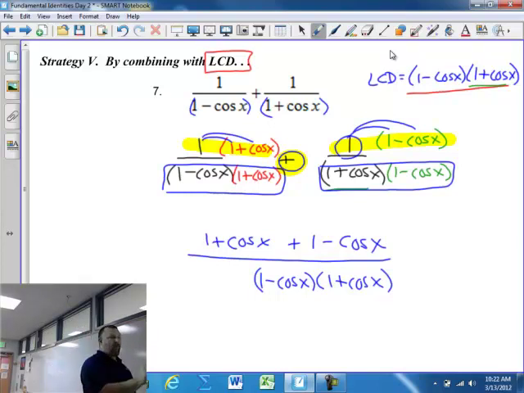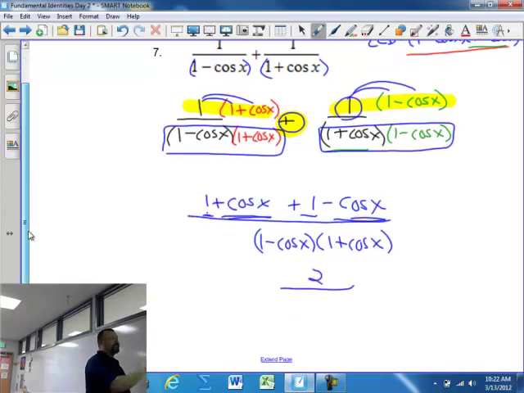We have 1 plus 1 is 2, and plus cosine x minus cosine x, those just cancel, those are 0. So here's what we have. We have a 2 on the top, and on the denominator, we have 1 minus cosine x times 1 plus cosine x. Any idea what that might be? That's 1 minus cosine squared of x.